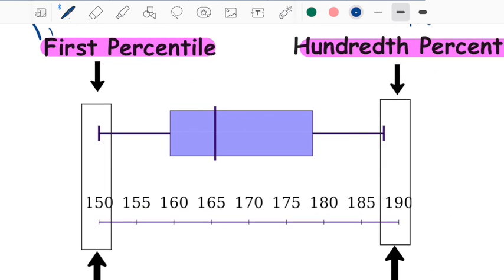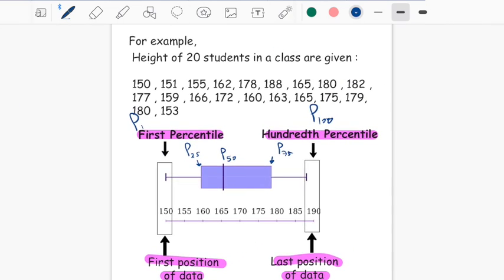So I can say this is Q2, this is P50 then. And I can say this is my Q1, I can call this P25. How about this? P75. So you can call them that as well.